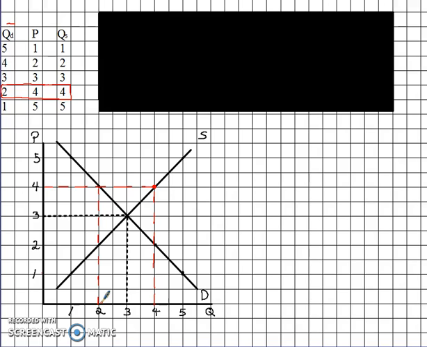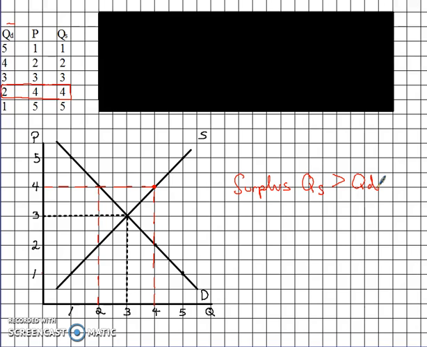So what is that called? Here, the price is $4. Producers are bringing 4 units of the good to market. Consumers only want 2 units of the good. That is what economists call a surplus. There is a surplus of this good in the marketplace. The surplus means that the quantity supplied in the marketplace is greater than the quantity demanded.